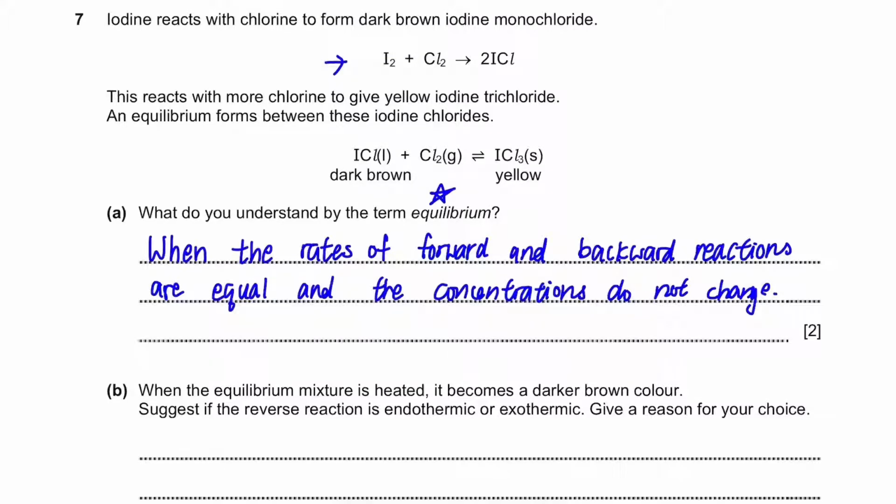Part B. When the equilibrium mixture is heated, it becomes a darker brown color. Suggest if the reverse reaction is endothermic or exothermic. Give a reason for your choice. If it has turned to dark brown after heating, it means that the equilibrium has shifted to the left-hand side, because here on the left-hand side, ICl is dark brown in color.